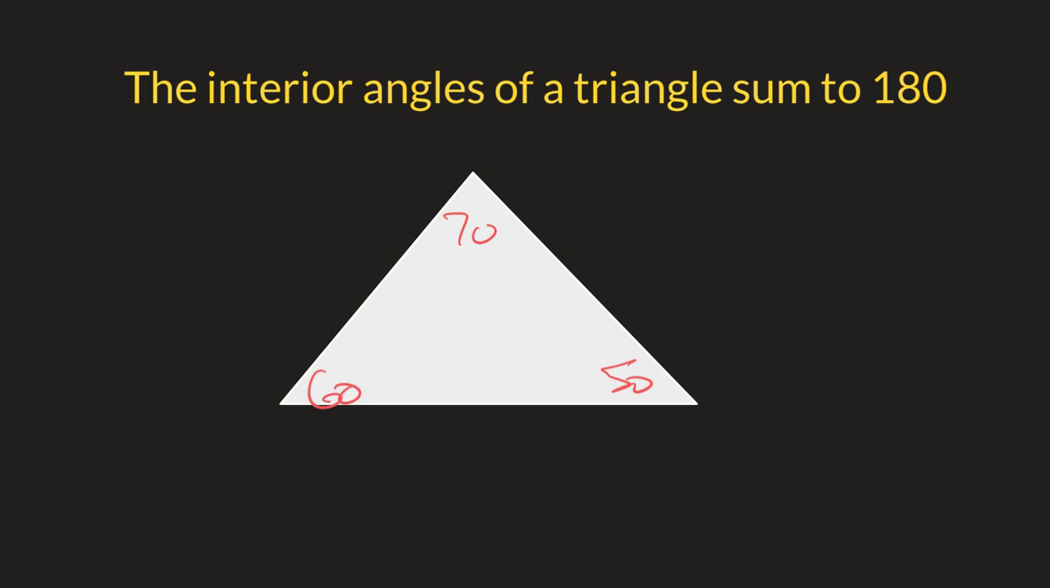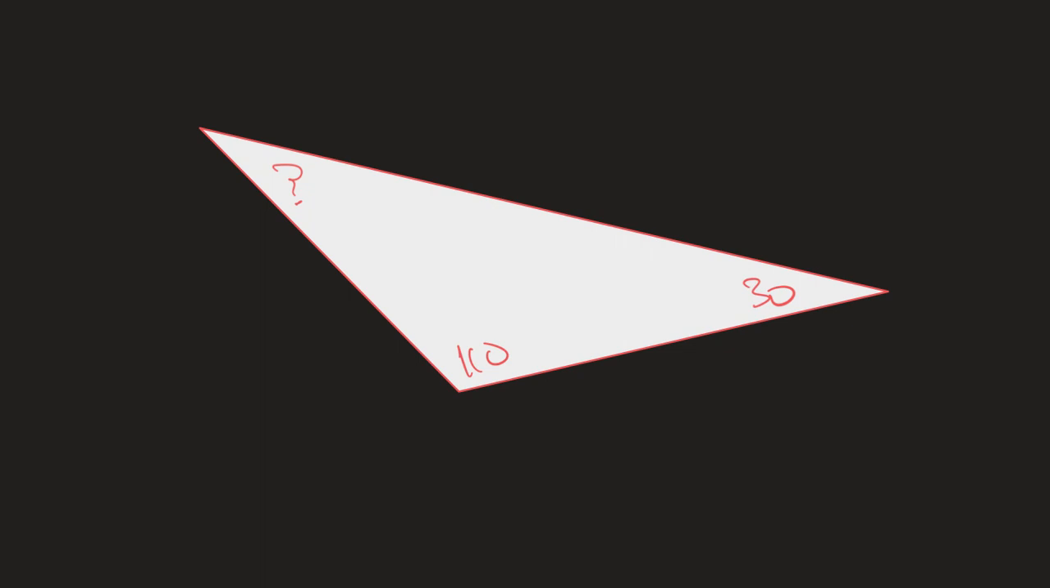Everybody good? Okay. All right, so say they give you a triangle. The first few problems that you'll have today, they're going to give you a triangle. Guys, they're going to give you 2 out of 3 angles, 2 out of the 3 angles. What do you think we're going to need to do?